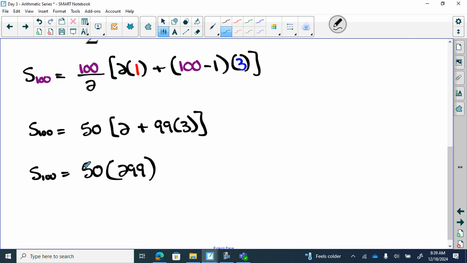299. So 300 times 5 would be 15,000, right? This is going to be 50 less than 15,000, which would be 14,950. 299 times 50. Check that out. Much quicker getting the sum of the first 100 terms than actually adding all 100 terms together.